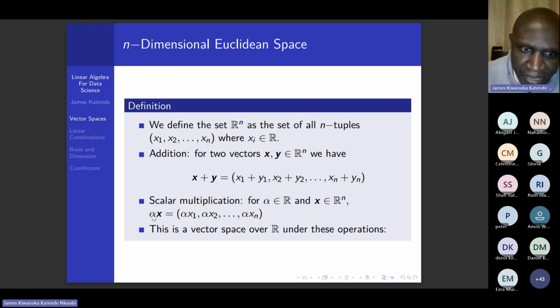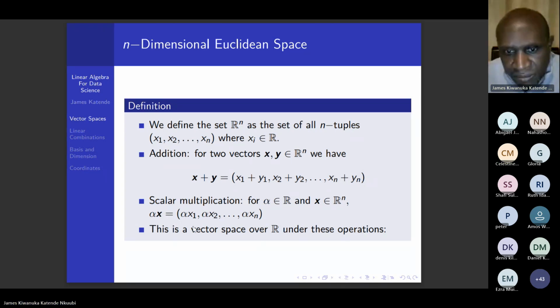You can also multiply by a scalar alpha. That means you multiply every component of the vector x by the scalar alpha. Now again, this will form a vector space over the real numbers under these 2 operations.